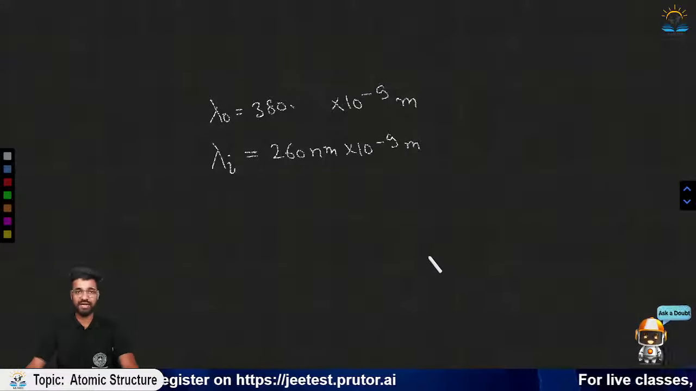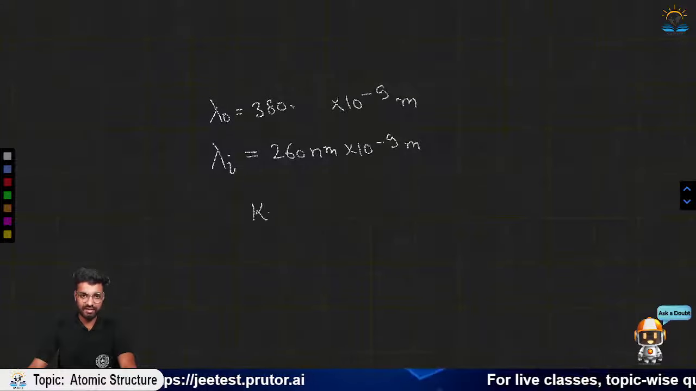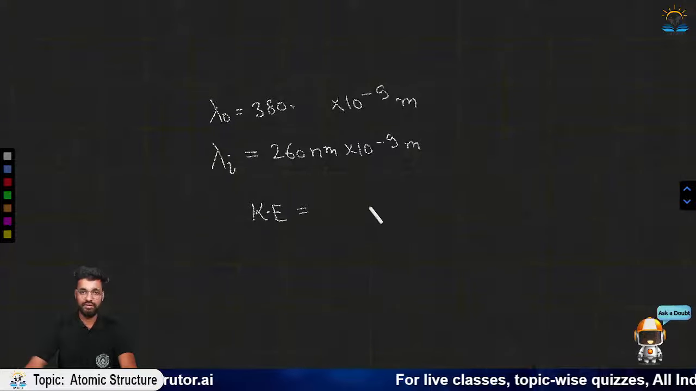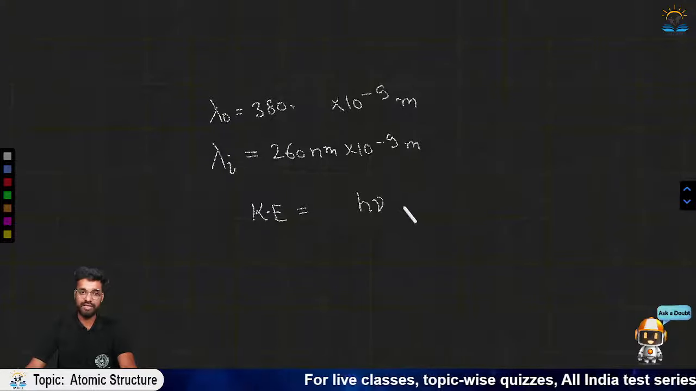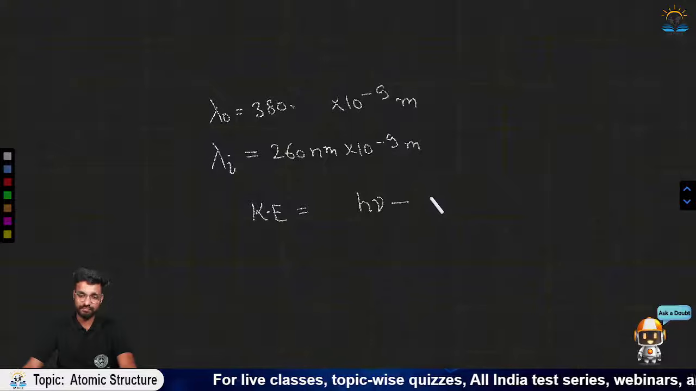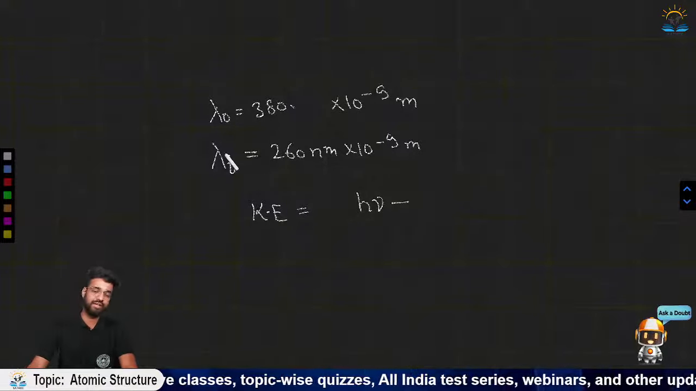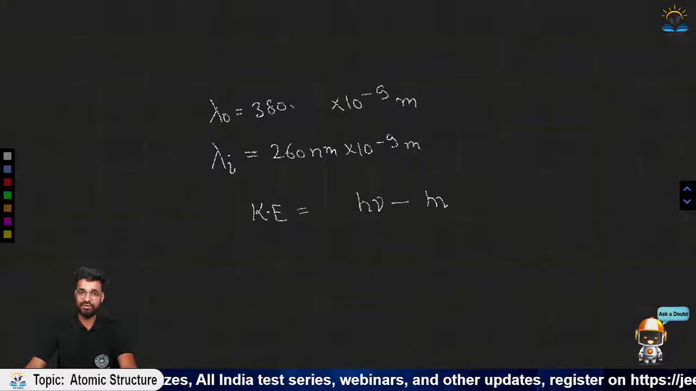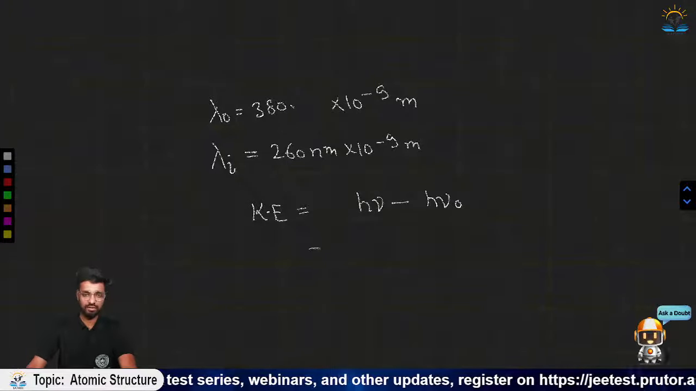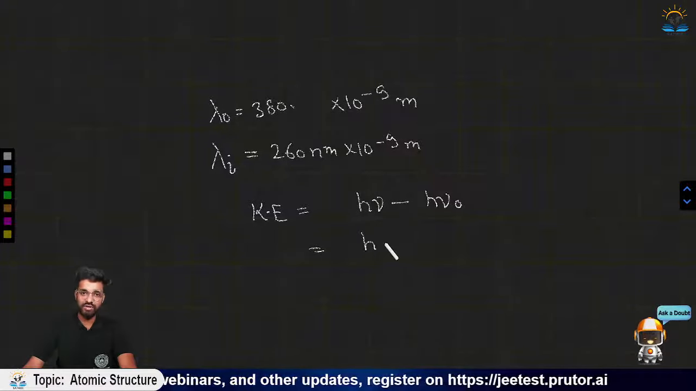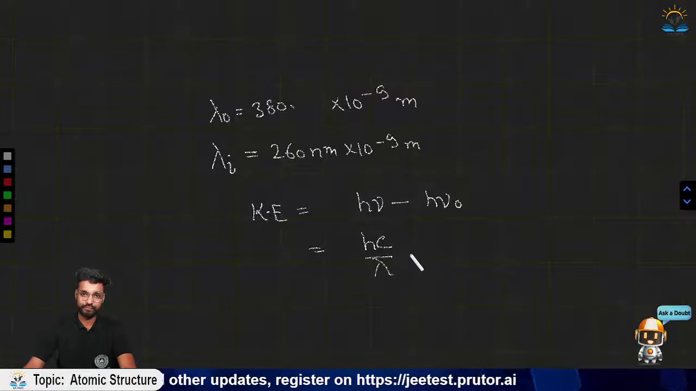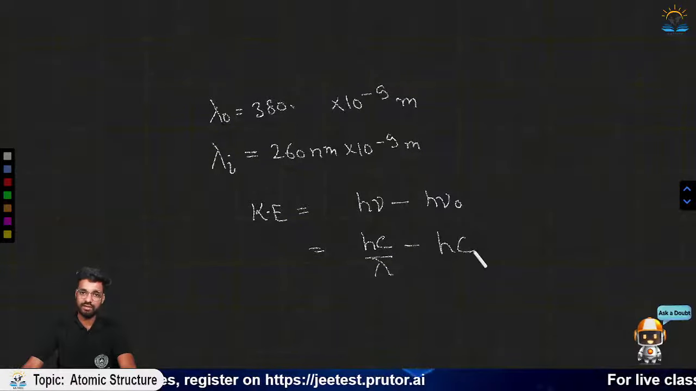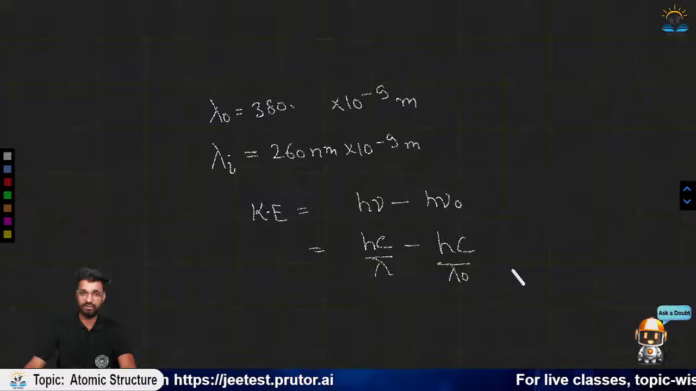So it is asking about the kinetic energy. What is the formula for kinetic energy? We have seen it earlier. It is nothing but the energy of the electron, that is h nu, minus the work function. I am directly putting the work function formula, which is h nu naught. What is the formula for nu? It is c by lambda, minus hc by lambda naught.